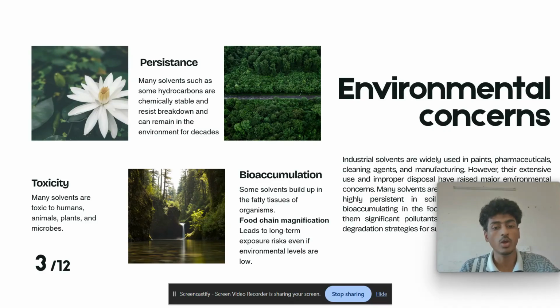Industrial solvents can accumulate in fatty tissues of microorganisms, and they move up the food chain from plankton to fish, then from fish to humans. Even at low concentration, they can lead to long-term exposure and health risks. All of this highlights the need for sustainable and effective degradation strategies, especially using microorganisms.